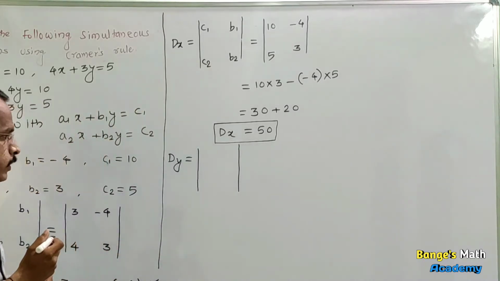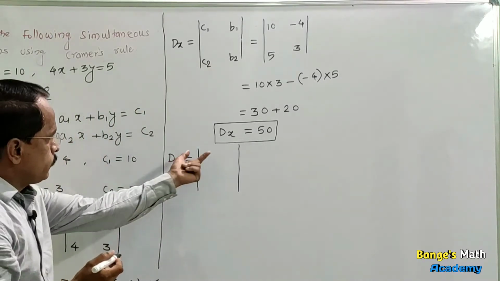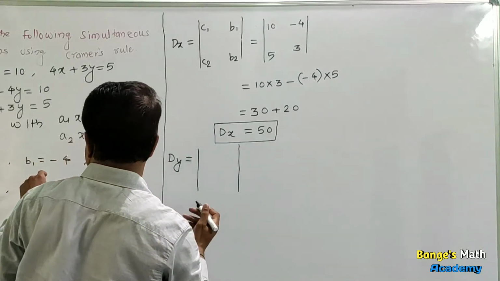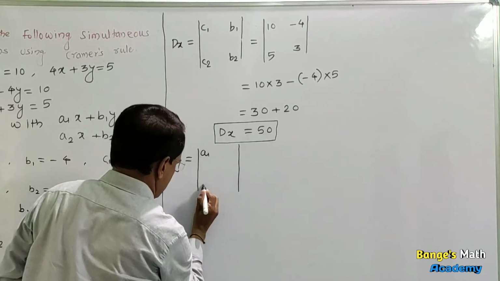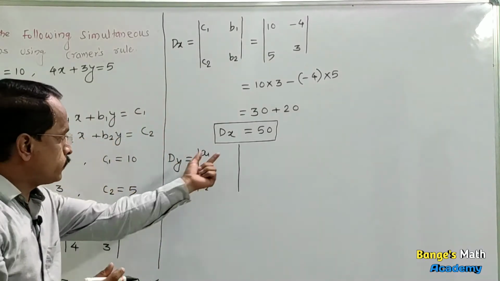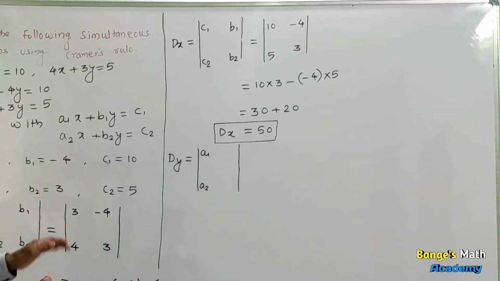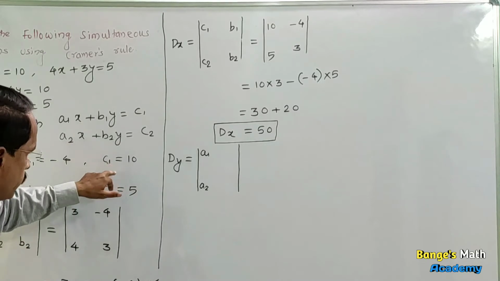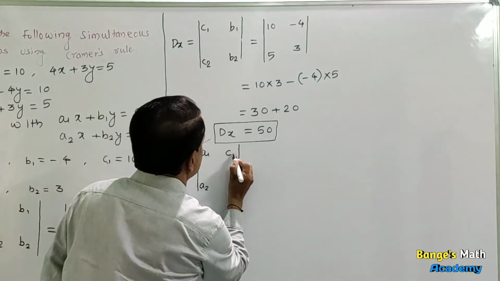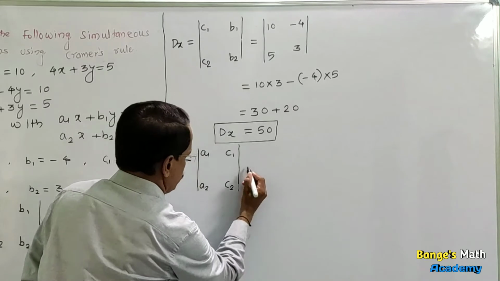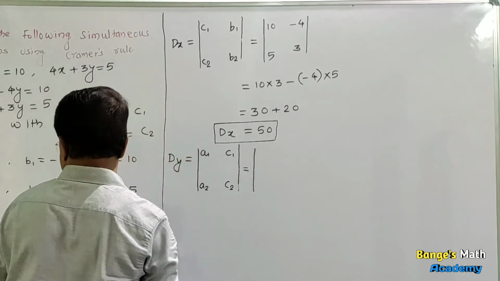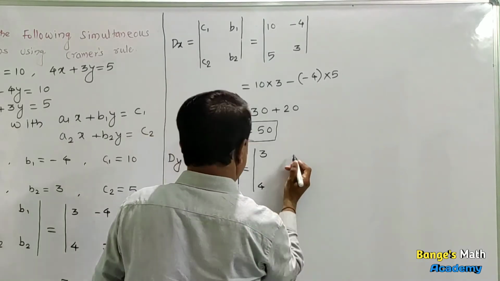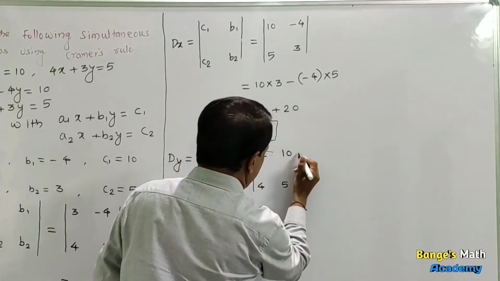To find the value of dy, in the first column write down the coefficient of x, that is a1 and a2. In the second column hide the coefficient of y, and at this place write down the constant terms, that is c1 and c2. Put the values a1 and a2, 3, 4, c1, c2, 10, 5.